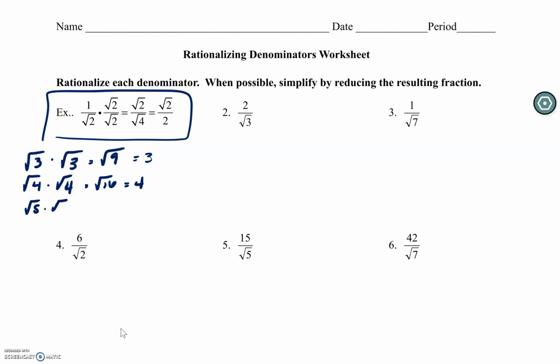One more, hopefully you see a pattern. Square root of 5 times square root of 5 would be the square root of 25, which is just 5. Do you see a pattern yet? If I take the square root of 6 times the square root of 6, is it okay for me to just say that it's going to equal 6? Of course it is, which is what we're going to do throughout this whole thing.